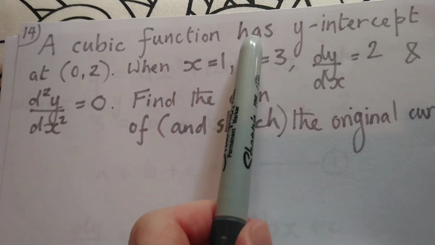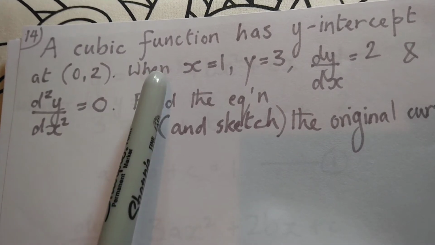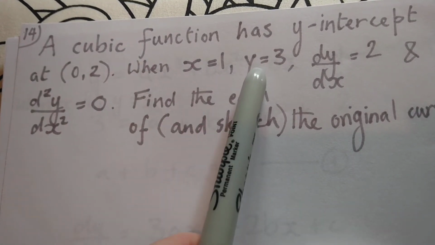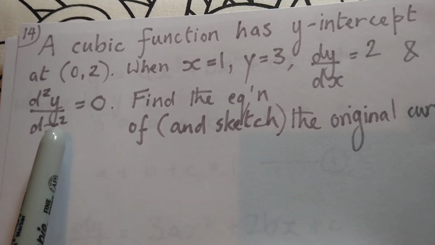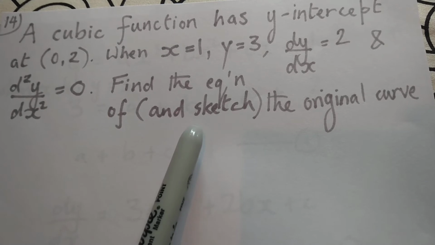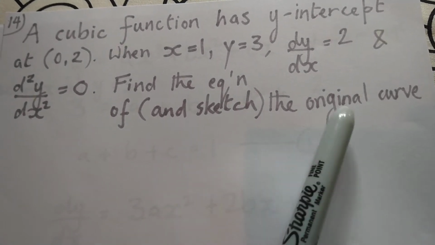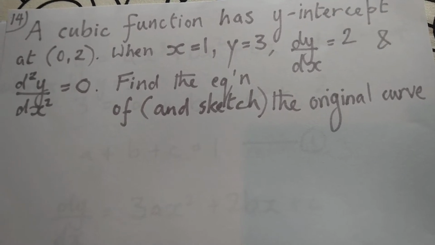A cubic function has y-intercept at 0, 2. When x is equal to 1, y is equal to 3, dy by dx equals 2, and the second differential equals 0. Find the equation of and sketch the original curve. So we know it's a cubic function.